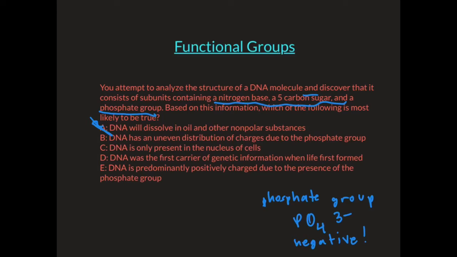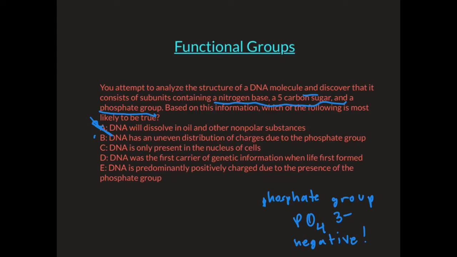B. DNA has an uneven distribution of charges due to the phosphate group. Now, if we think about that, uneven distribution of charges sounds right because that's literally the definition of polar substances. Due to the phosphate group, that's also right because that's where the molecule is predominantly negative. So this sounds like a good answer.